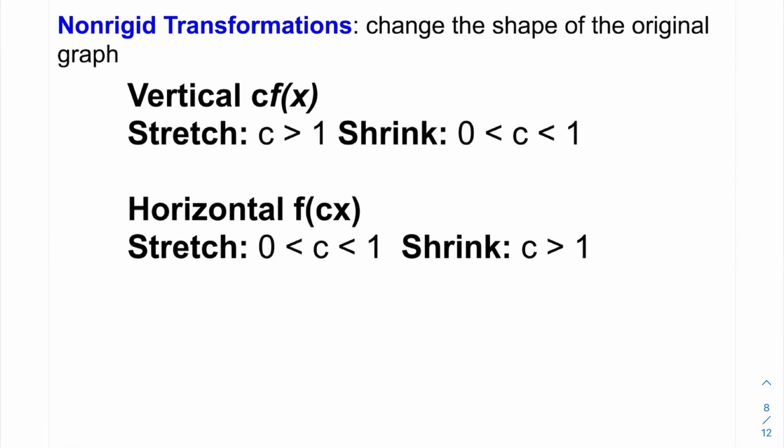Non-rigid transformations. These transformations change the shape of the original graph. So if c is the multiplier happening outside of f of x, this is going to happen vertically, and it's going to stretch if c is greater than 1, and shrink the graph vertically if c is between 0 and 1. If c happens inside parentheses, and it's happening to the x, then it will be a horizontal stretch if c is between 0 and 1. So you have to think opposite again, and a shrink if c is bigger than 1.